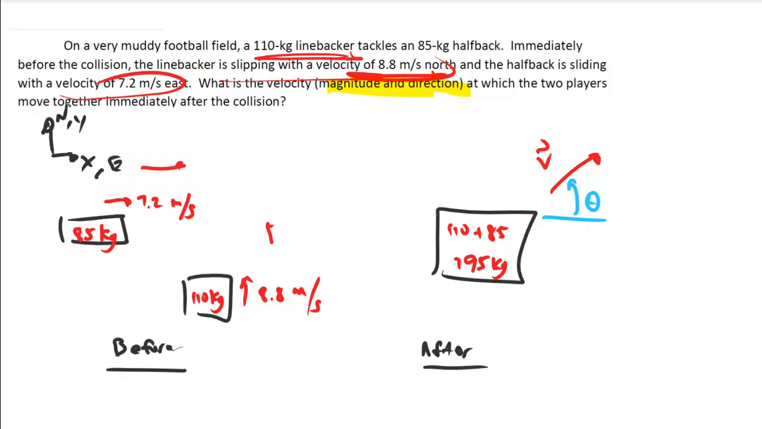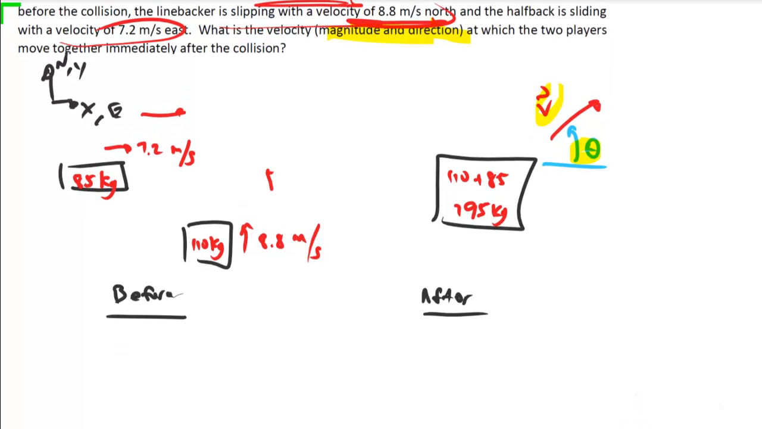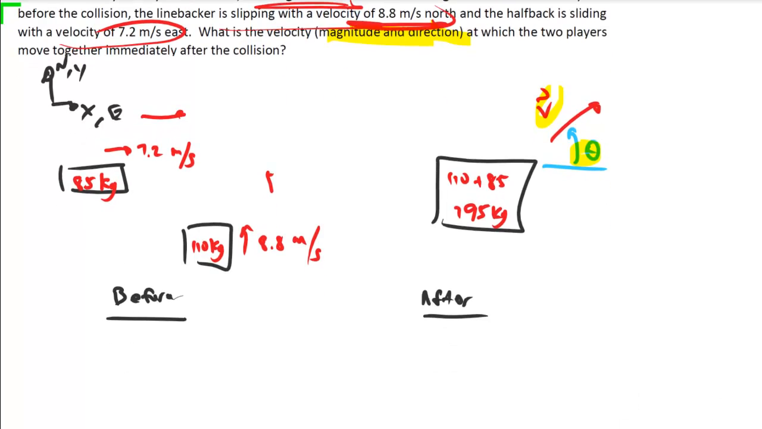Okay, so there's two unknowns here, right? We need the magnitude of the velocity as well as the angle, right? So there's two unknowns, so we really need two equations here. Now, conservation of momentum might at first sound like it only is one equation, right? I just have initial momentum equals final momentum. Only one equals sign. But momentum is conserved in every direction.